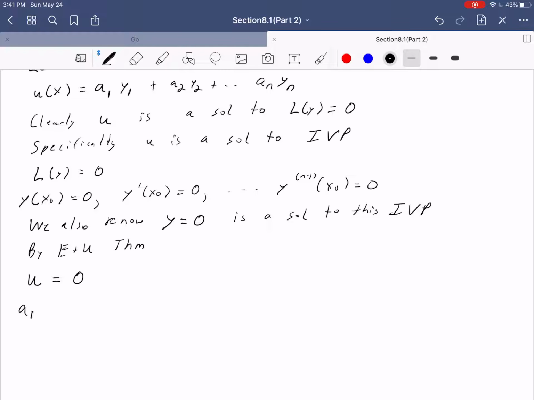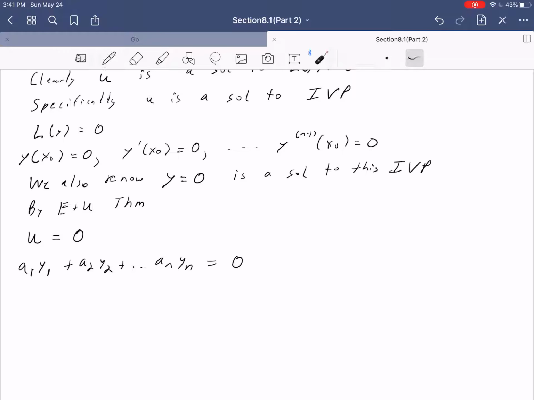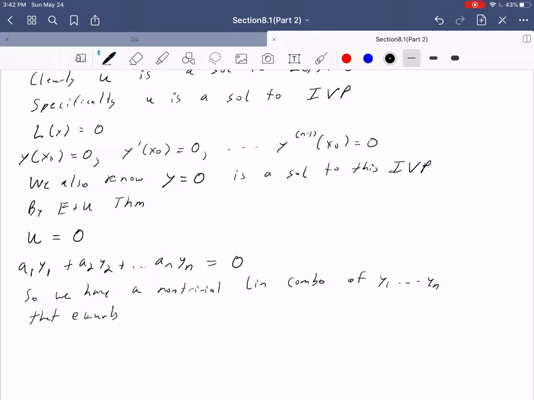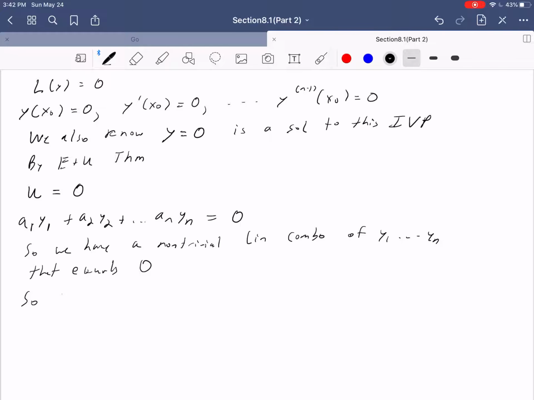So what does that tell us? Well, that tells us that a1 y1 plus a2 y2 plus an yn equals 0. But remember, not all the a1, a2 through an are 0. So we've just figured out a non-trivial linear combination of y1 through yn that equals 0. So what does that mean? It means y1 through yn is linearly dependent.